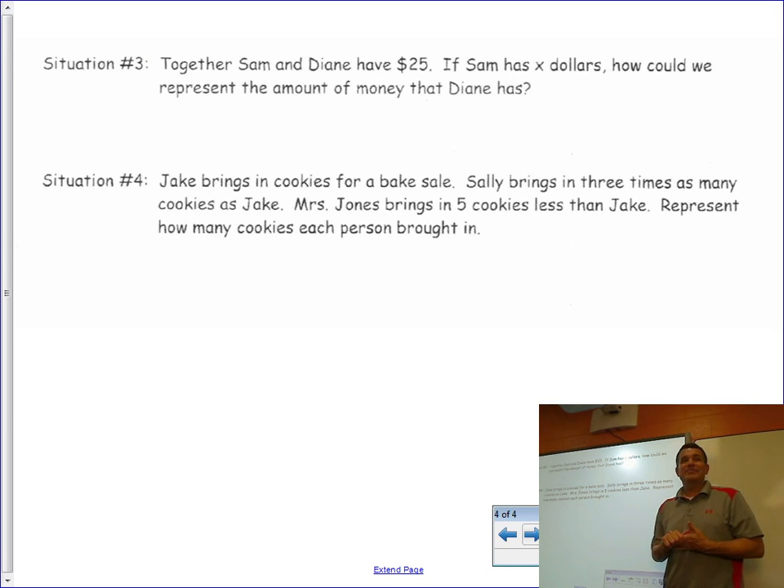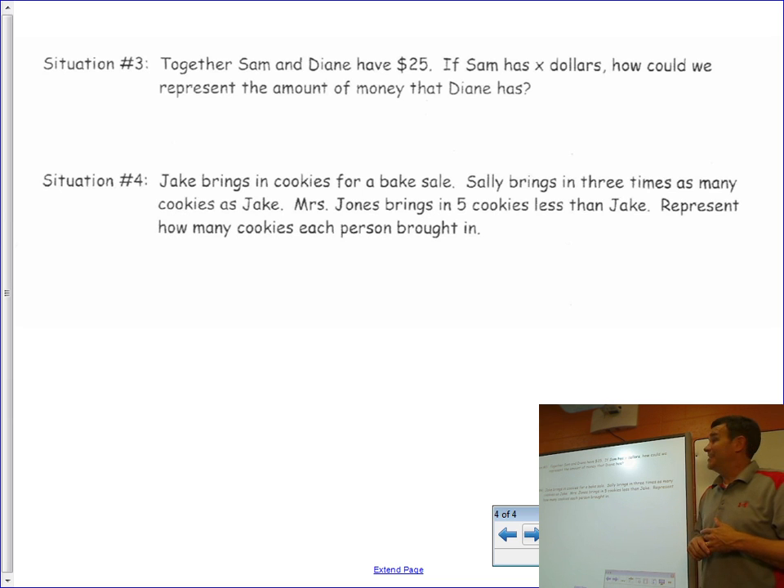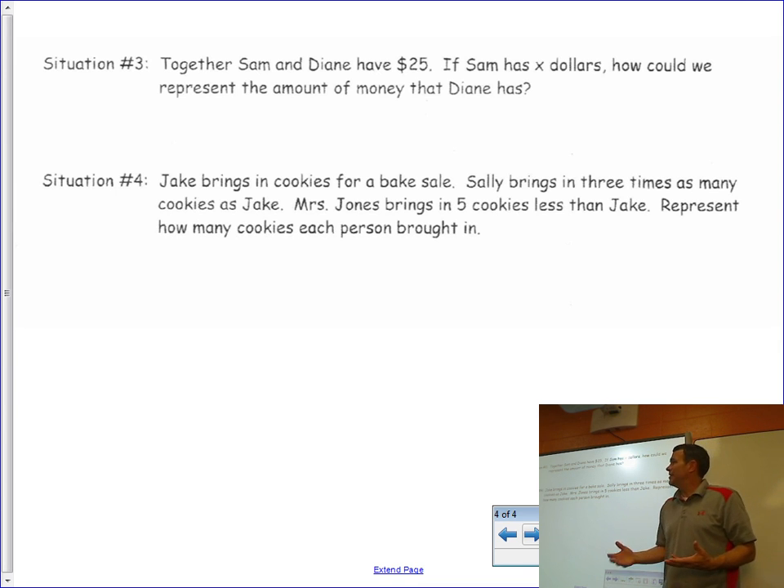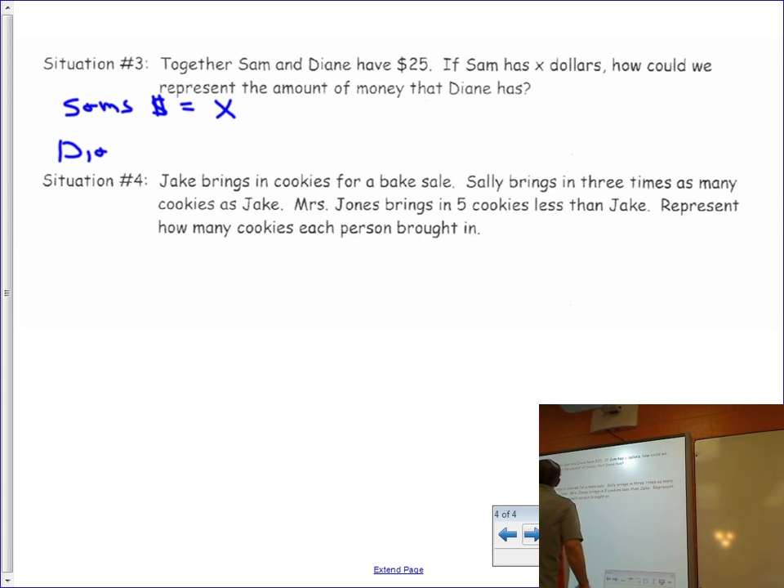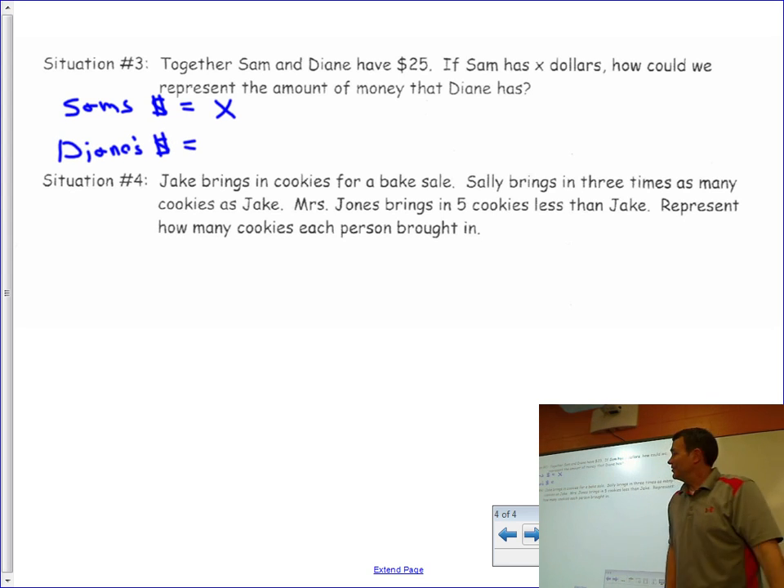This brings me to my last two examples. Number 3 is a tricky one. Together, Sam and Diane have $25. If Sam has X dollars, how could we represent the amount of money that Diane has? So over here, I'm writing Sam's amount of money equals X. How do I represent Diane's amount of money? If you want to challenge yourself, try stopping the video and figuring it out, then come back and see if you got it.